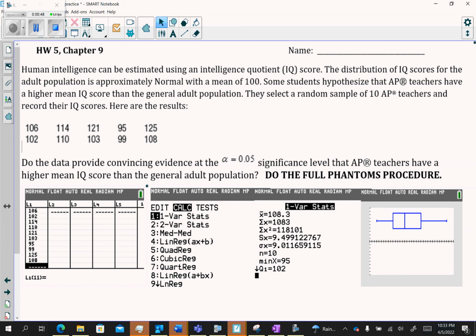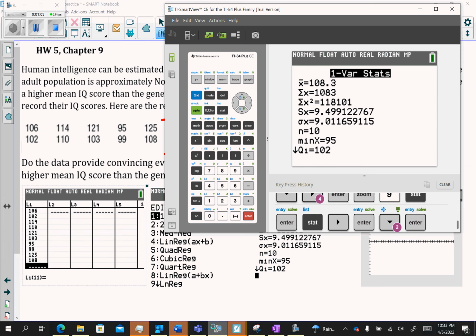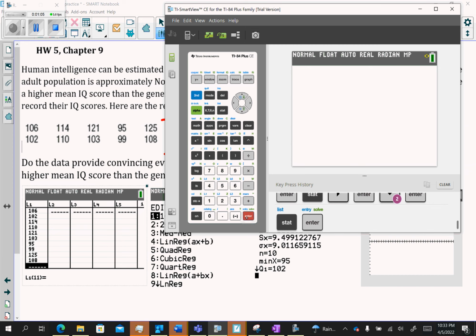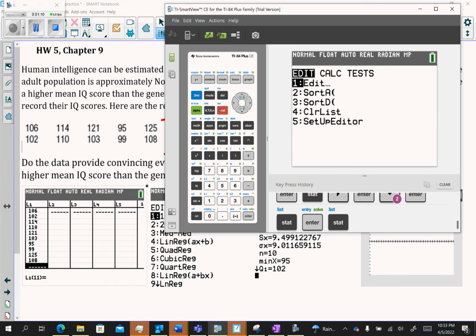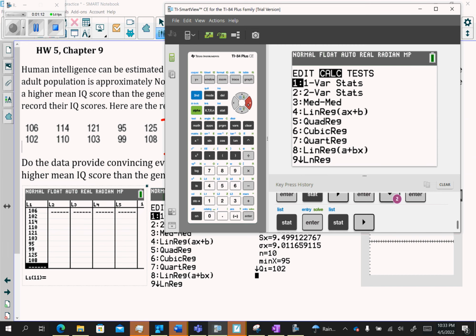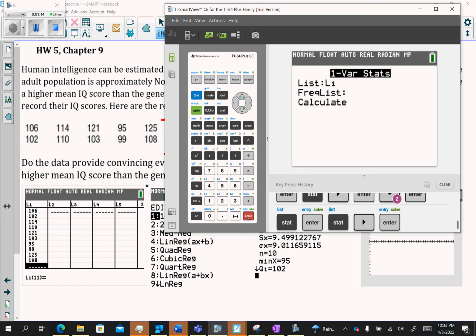Okay. So we're looking here at Homework 5, and we see that we were given a set of data. So notice this data here. We're going to enter it in L1. So you should have gone to your calculator and gone to Stat, Edit, go to L1, and you should have entered all the data here, and then go to Stat, go over to Calculate, and go to number 1 var stat, and make sure it says L1, make sure there's nothing in L2 in frequency list, and then hit Calculate.